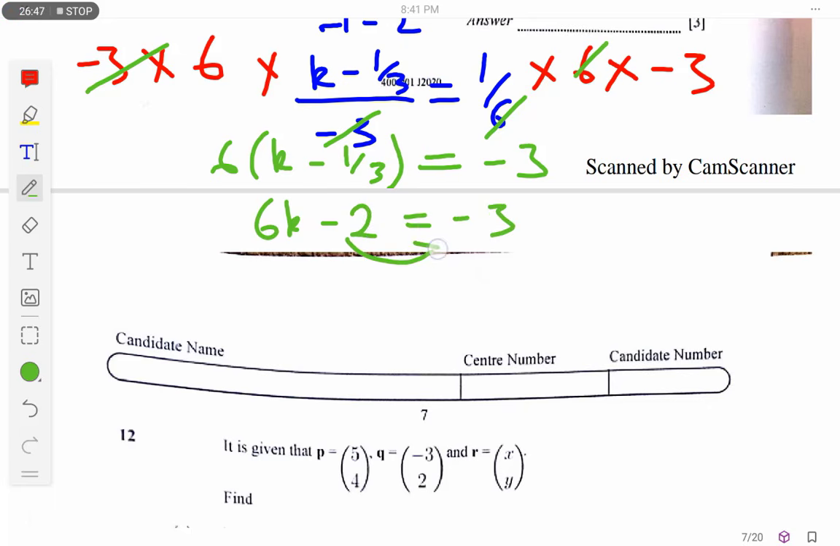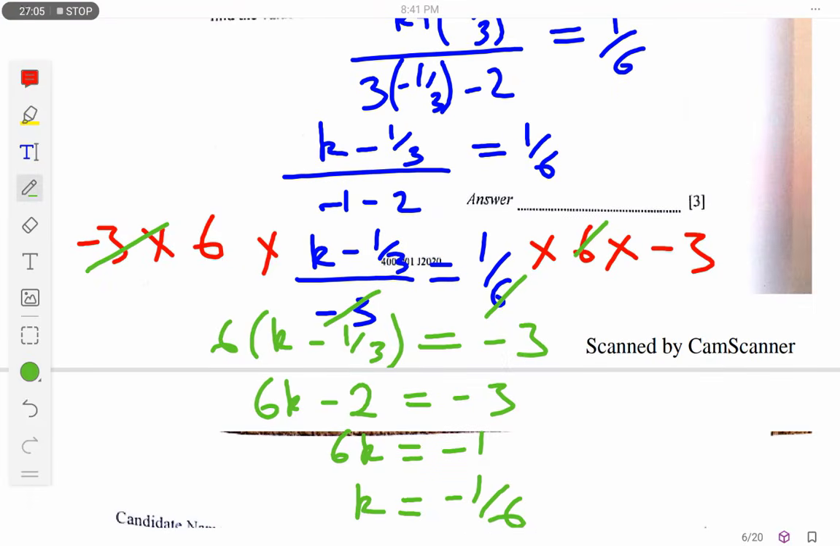Then if I take this one to that side, I'll get 6k is equal to minus 1. So our k value is equal to minus 1 over 6. We are going to divide everything by 6 there. So the value for our k is equal to minus 1 over 6.